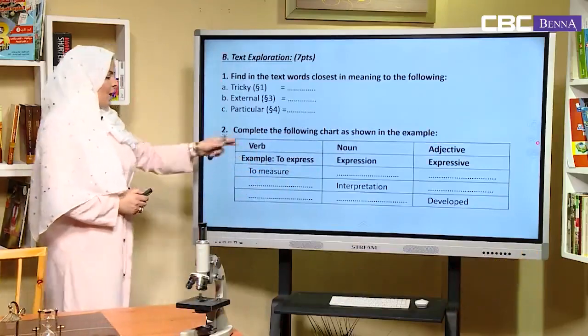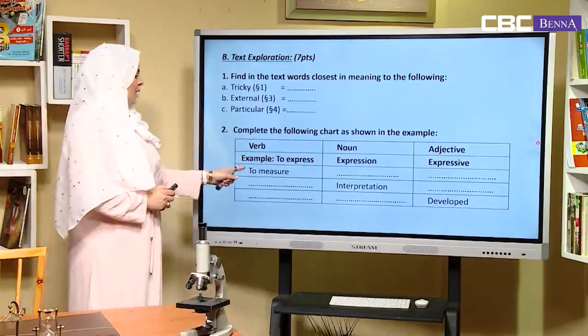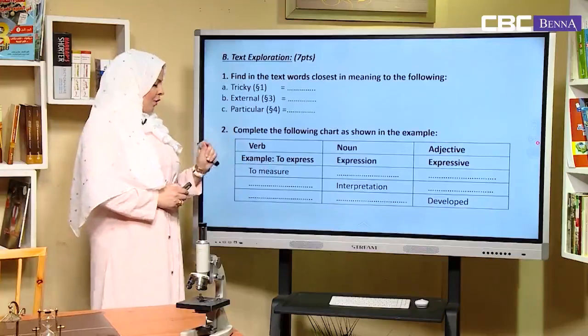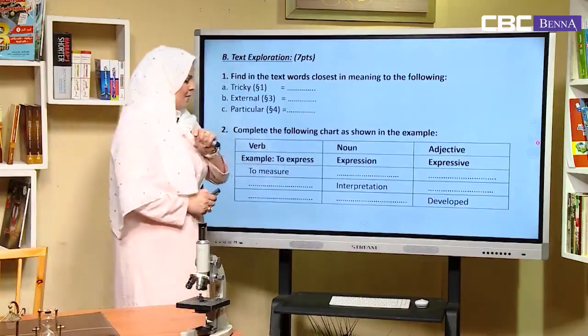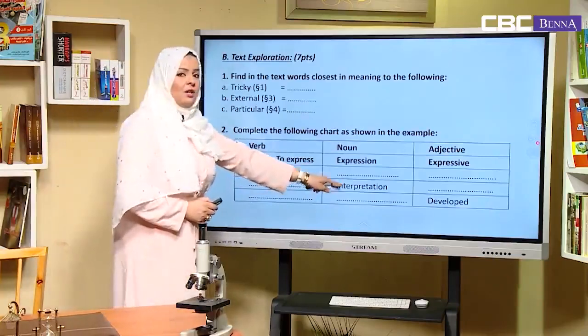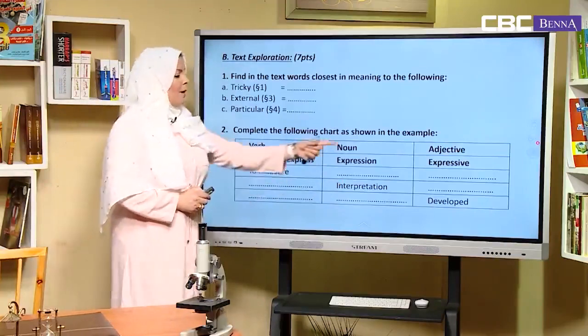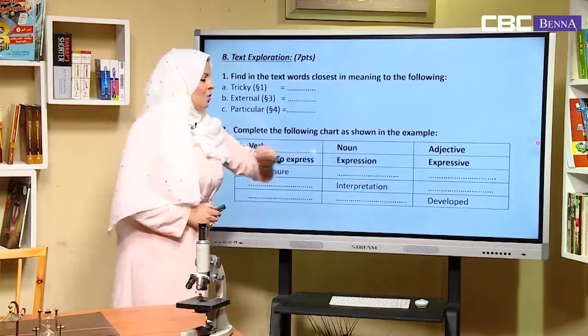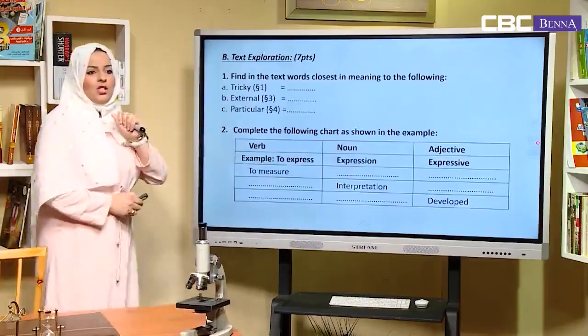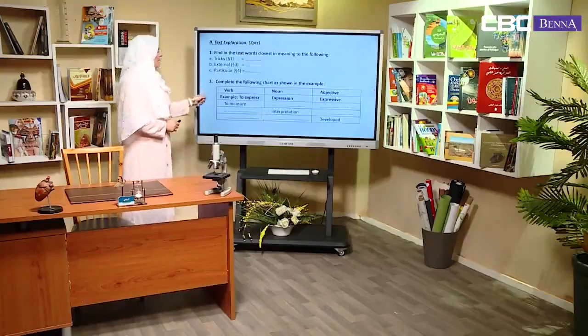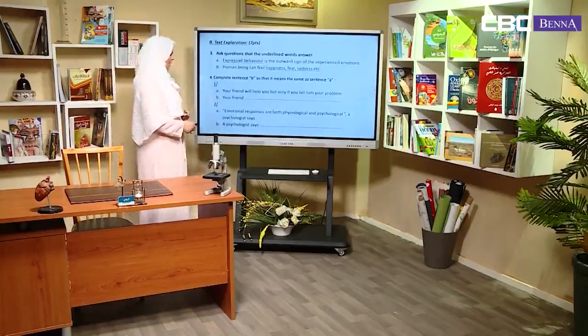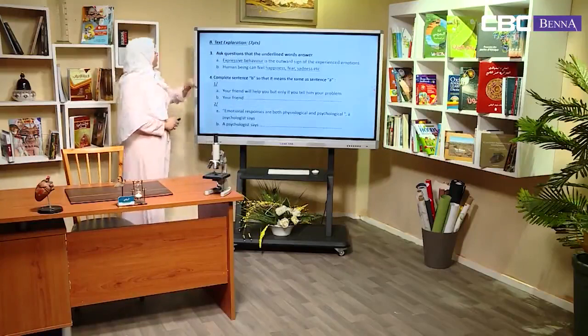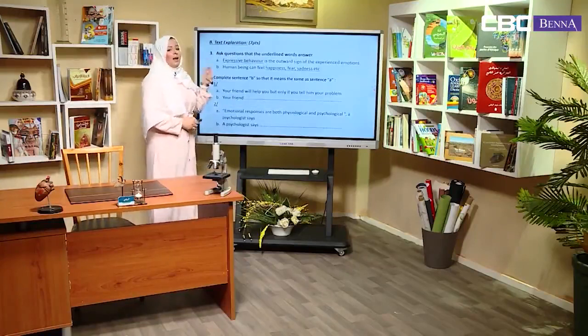So you have other verbs or words, "to measure". They give you the verb, try to find noun and adjectives. Second, "interpretation", they give you the noun, find the verb plus the adjective. And the last one, which is "developed", they give you the adjective, try to find the verb plus the noun. Well, always with text exploration. Let's move to grammar now.